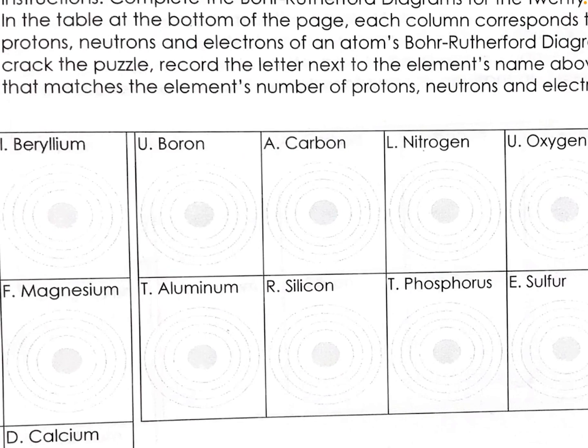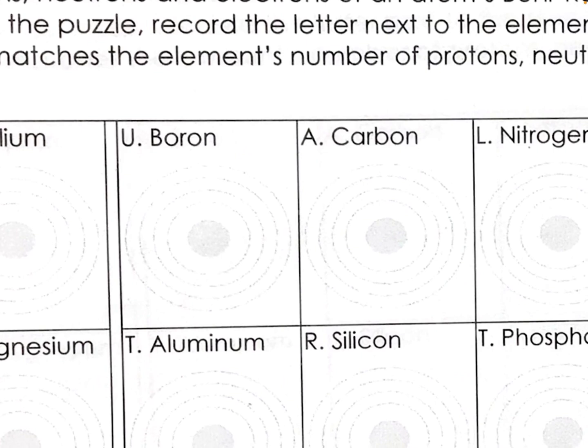We're going to do this as a practice problem. Find boron on the periodic table. Put your finger on boron. What's the atomic number of boron? Well, the atomic number for boron is 5. That's the top number on your element key.